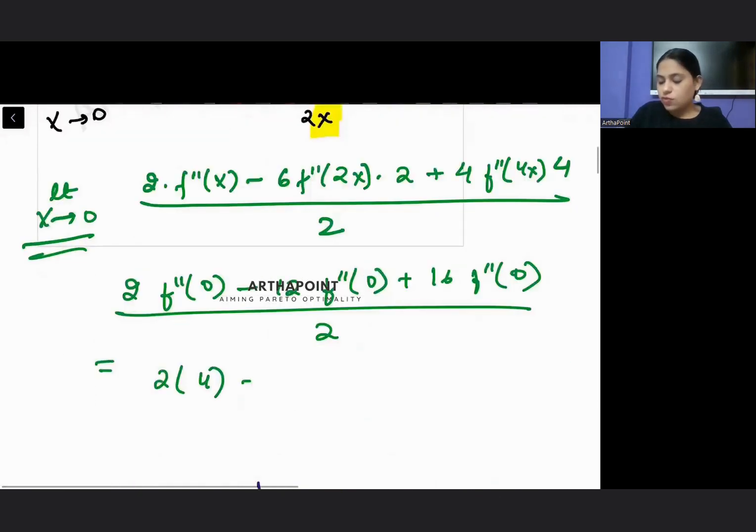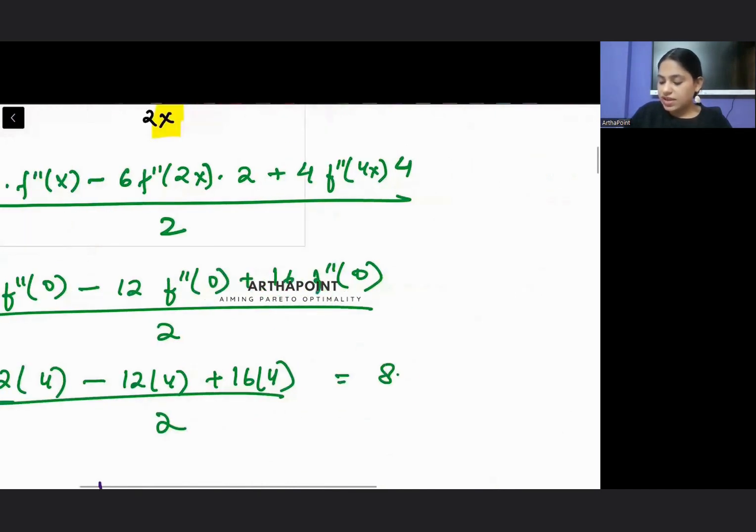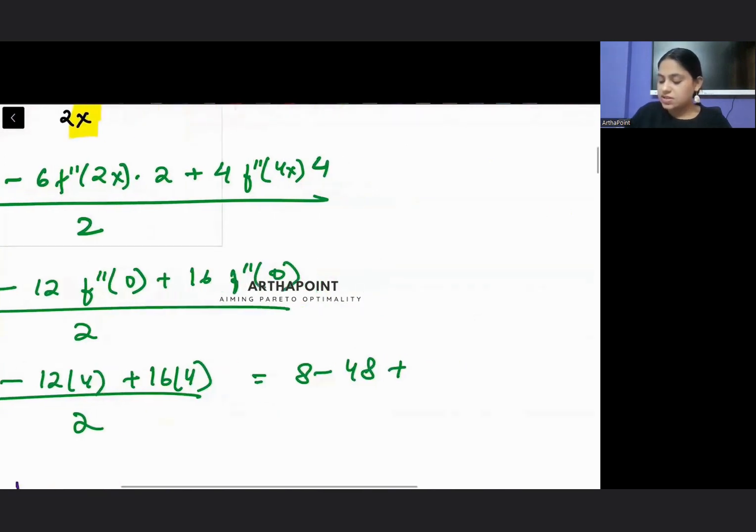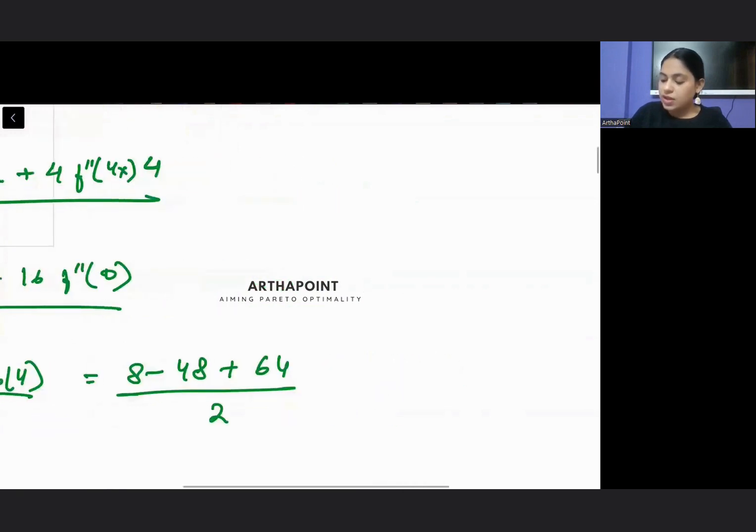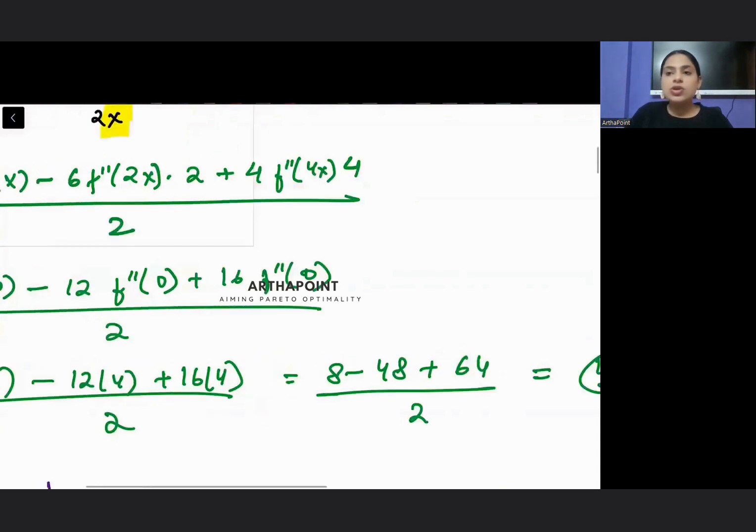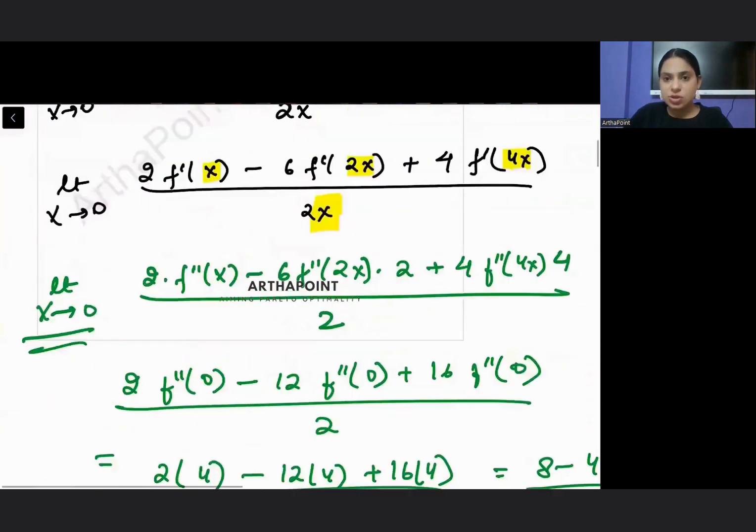So 2 into 4 minus 12 into 4 plus 16 into 4 by 2. So this is going to give me 8 minus 12, 24, 36, 48 plus 32 into 2 is 64 by 2. So this is going to give me 64 minus 40, 24 by 2, 12. So the answer to this question is going to be 12.